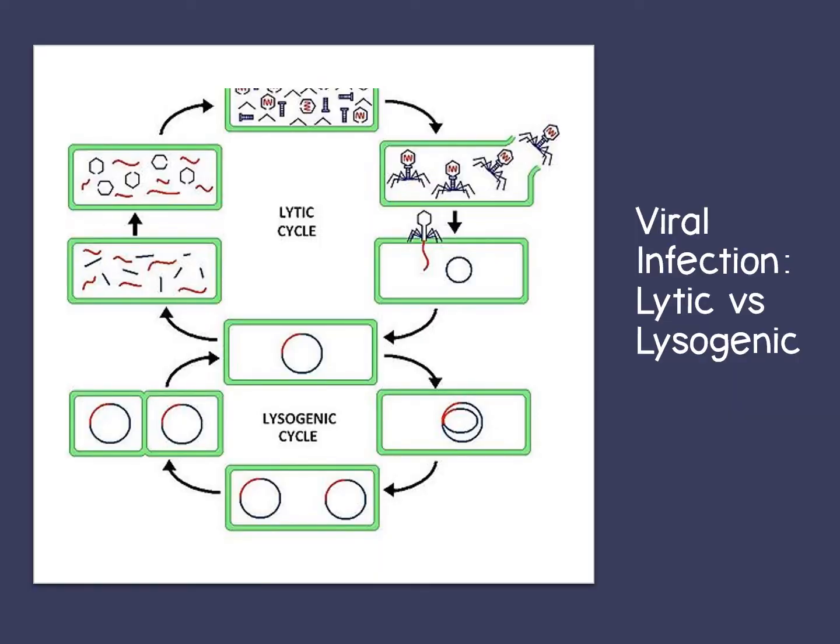Now, during a lytic cycle, the virus is going to inject its genetic material into the cell, and the genetic material takes over the cell functions. The cell will start to produce that virus's proteins and genetic material until they assemble into new viruses that fill the cell. When ready, that cell is going to burst open, releasing new viruses, and those viruses go on and infect more cells.